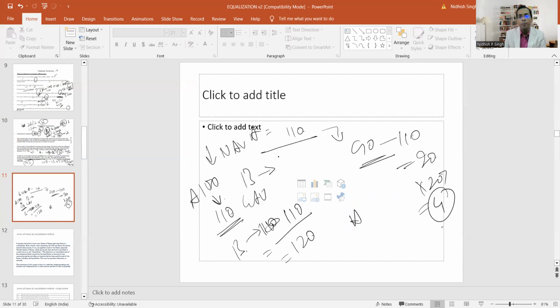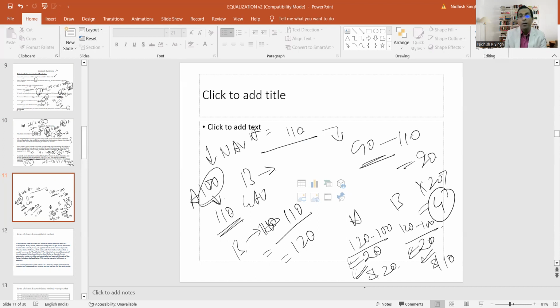A will pay incentive fee for 120 minus 100, because this is where A had invested. B will pay incentive fee also for 120 minus 100. Both are paying incentive fee at 20 only, whereas B has only made $10. A has made $20. Who is disincentivized? This guy, B. A is getting excess benefit because both are paying incentive fee at 20, whereas A has made more profit, B has made less profit.